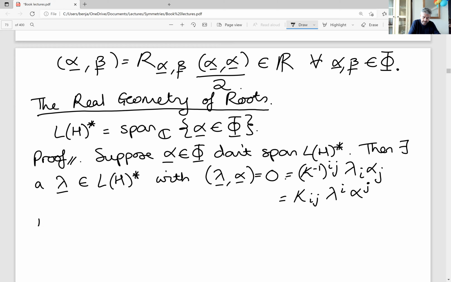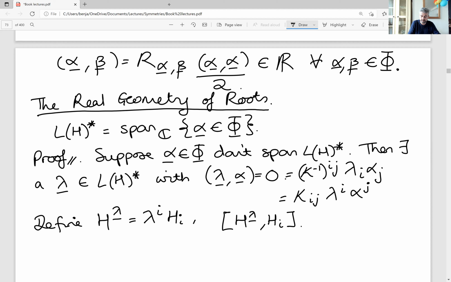And so now if we define h with a lambda upstairs, this is lambda I hi, then we've got that this thing commutes with all of the hi's because we've just got commutators between the h's and themselves, and they're in the Cartan subalgebra, so they all commute. This is 0 for all h in the Cartan subalgebra.